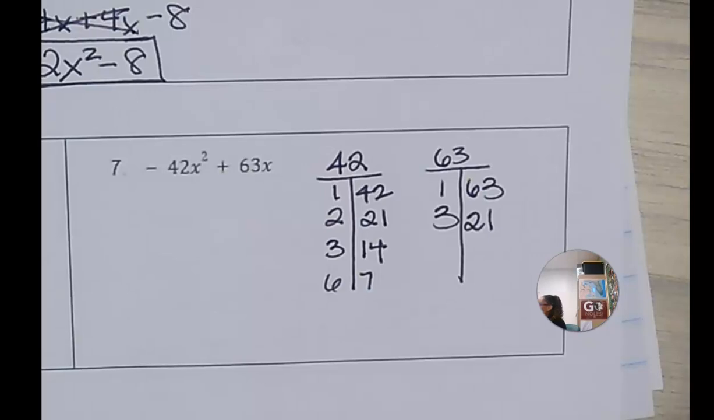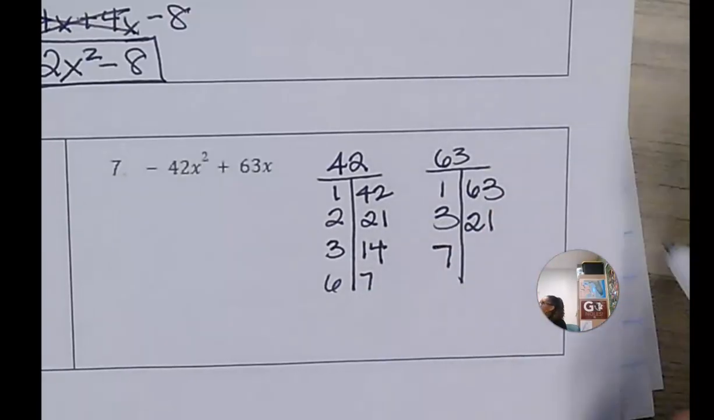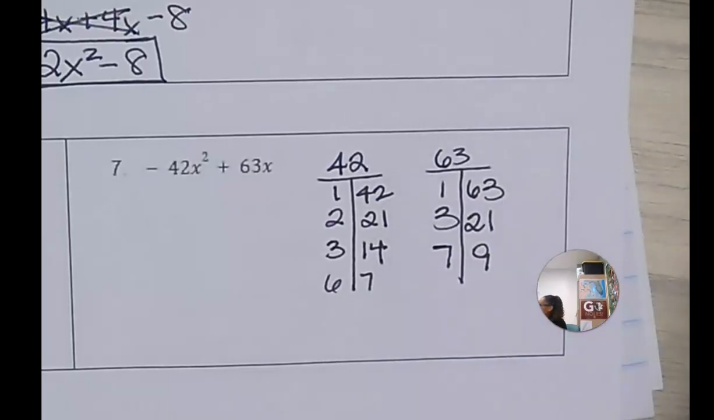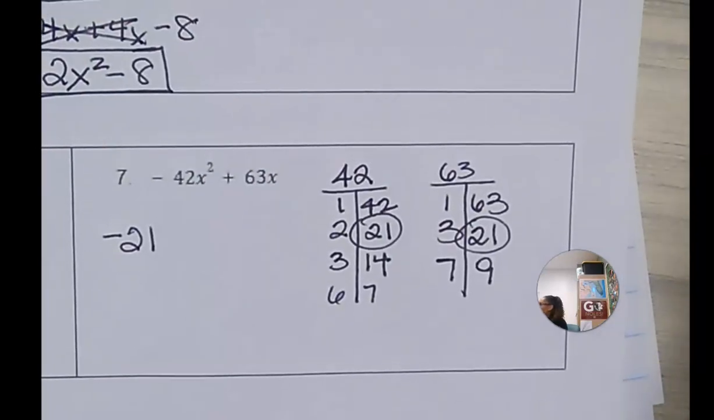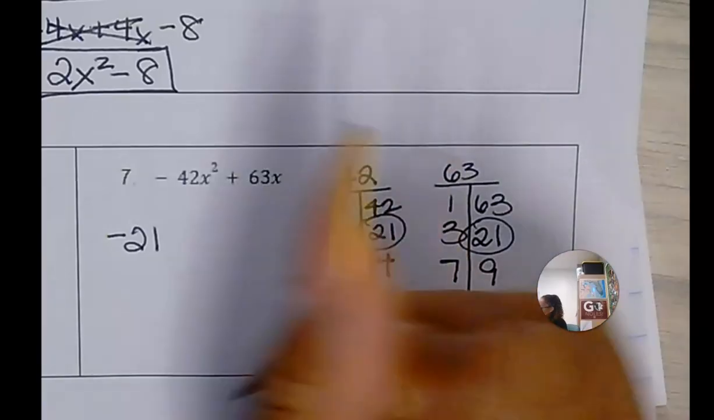Will 4 work? 5, 6, 7. 7 works. Y'all better know your times tables. How many times does 7 go into 63? 9 times. Okay, who's the greatest common factor? 21. Make it negative. Do they both have an x? How many x's minimum do they share?